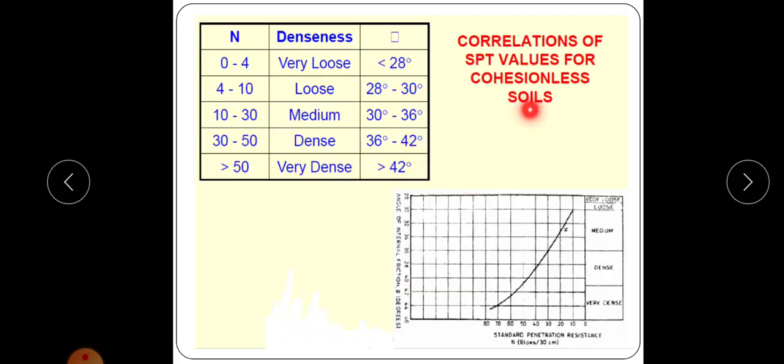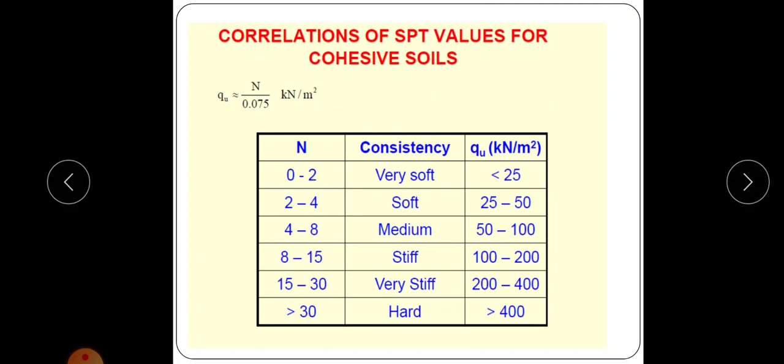That is, for cohesionless soil, it is related with the relative density and angle of shearing resistance. And for cohesive soil, that is for clay soil, this N value is related with its consistency and unconfined compressive strength. Okay, so this is about standard penetration test.